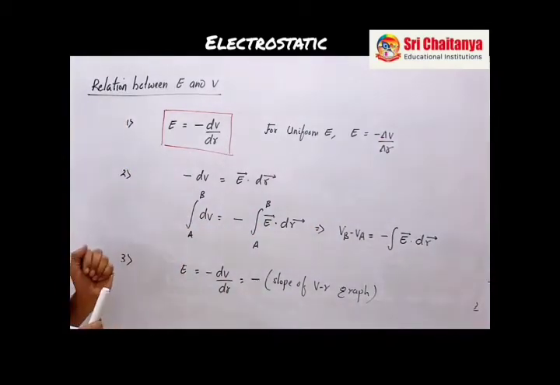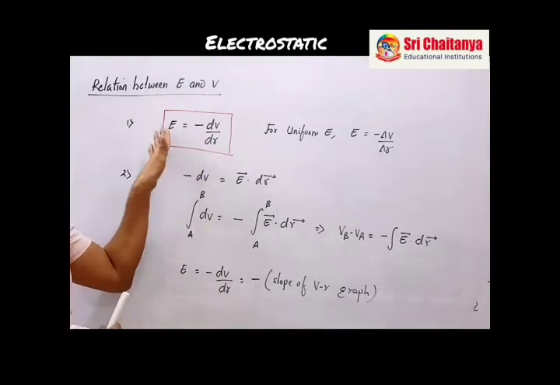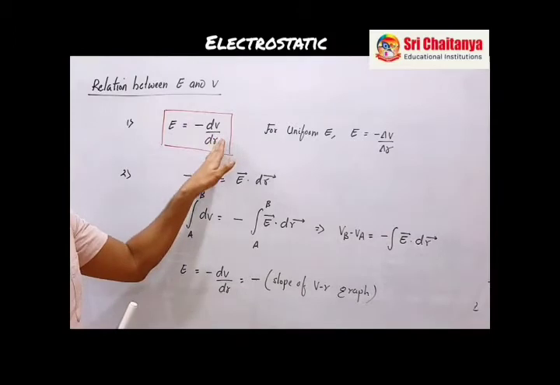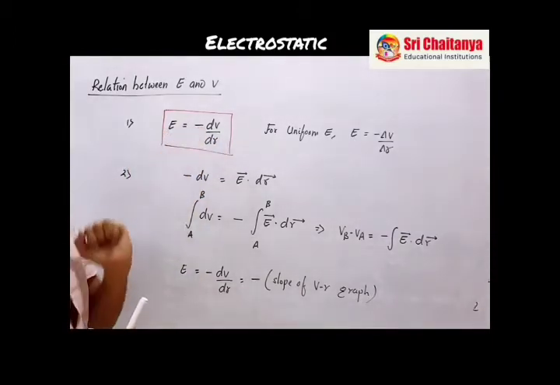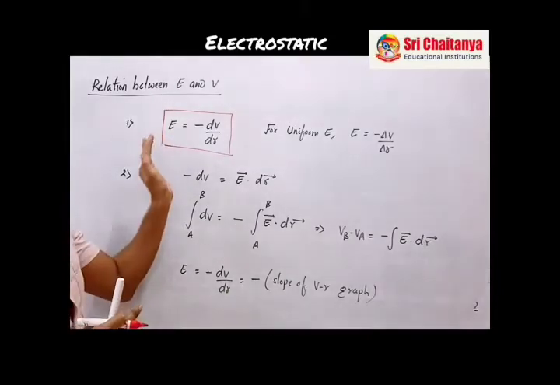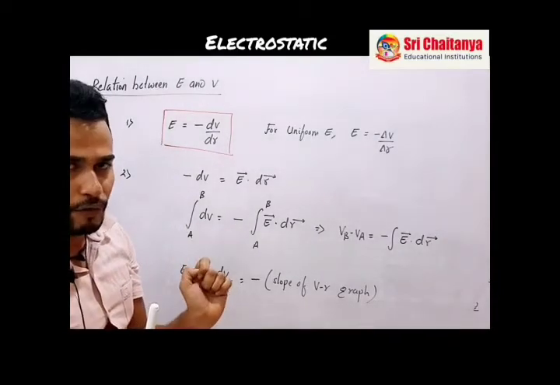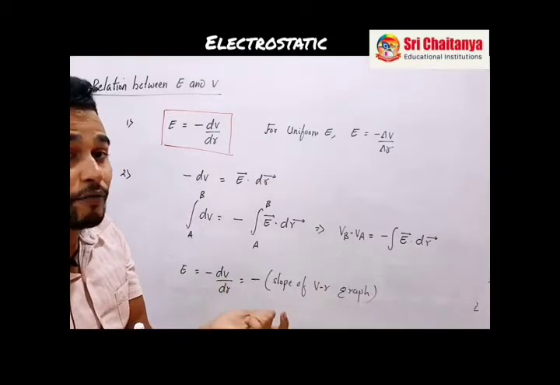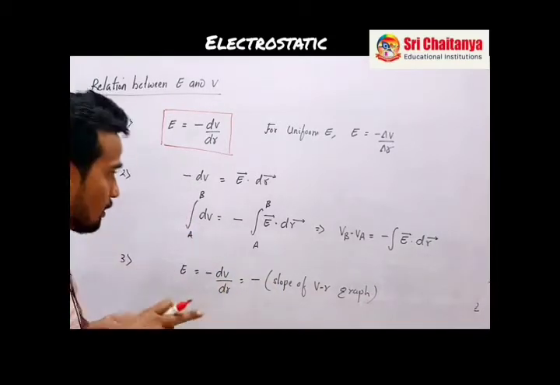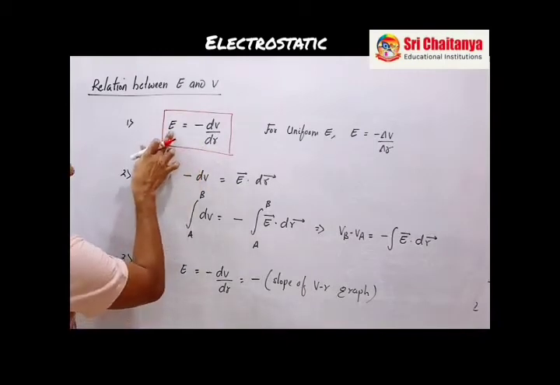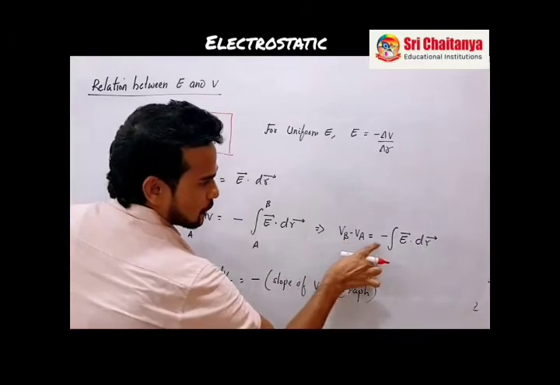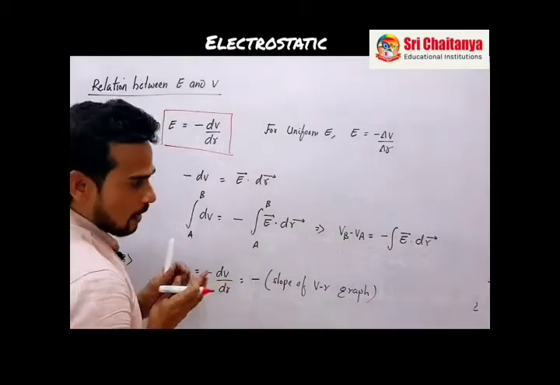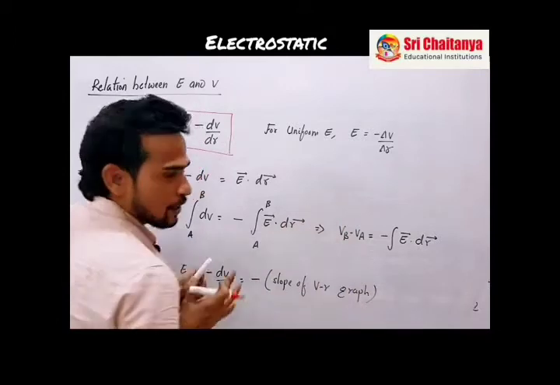Now the next situation: I gave you potential, and I asked you the electric field. If potential is given, differentiate potential, electric field will come. If someone is asking, sir, if electric field is given, then how to find potential? When you differentiate potential, you get electric field. That means when you integrate electric field, you will get potential. If you cross multiply this, you will get this. Now if you integrate both sides, you can get the potential difference between two points using proper limits of integration.